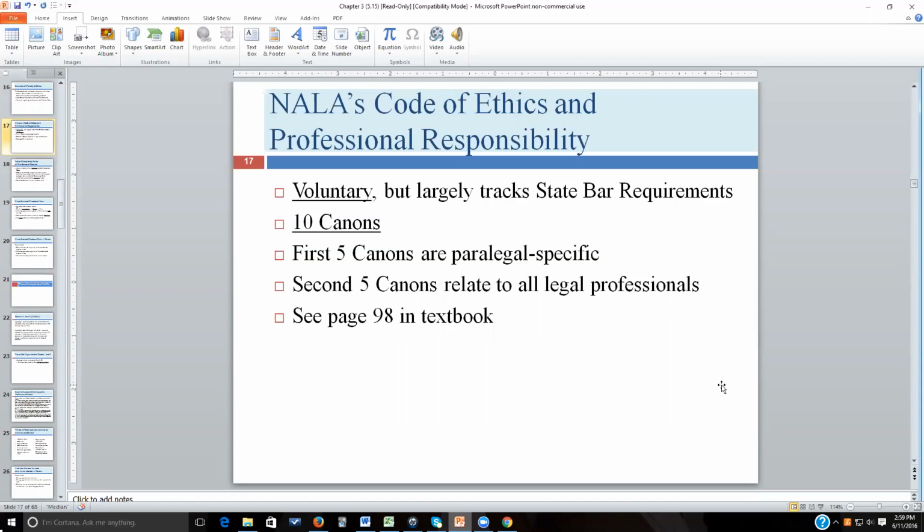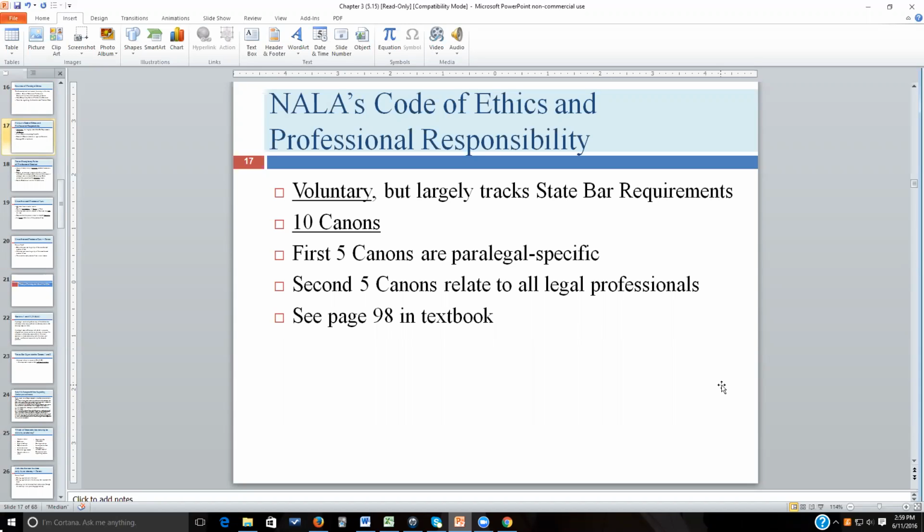It's voluntary, but as we talked before, paralegals are indirectly regulated by the rules of the State Bar Association. And honestly, NALA's rules are completely in line with what state bar associations require, including Texas's State Bar Association. So the concepts we see in NALA are not voluntary. They are required for paralegals for the same reason they're required for attorneys. There are 10 canons, and we'll go through all 10 of them in this lecture.